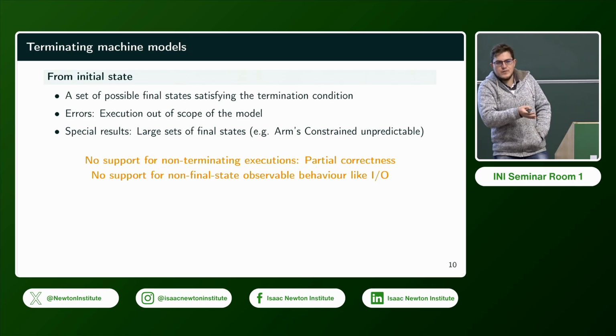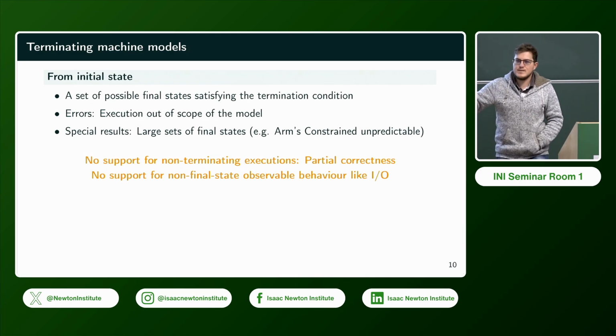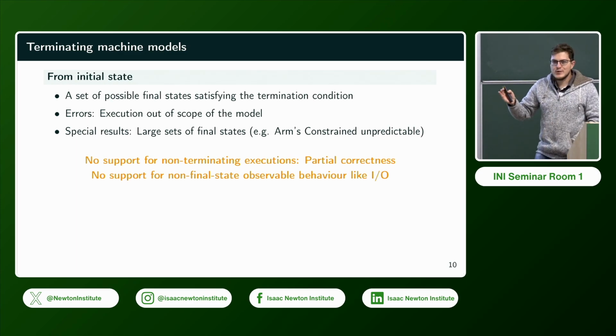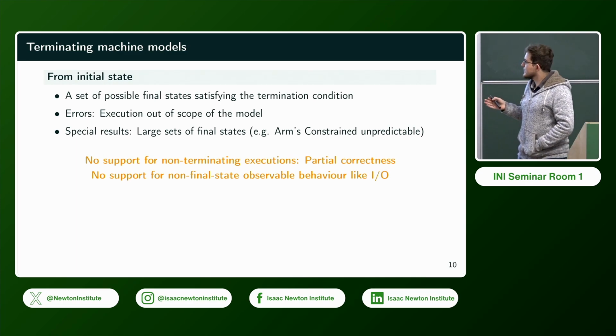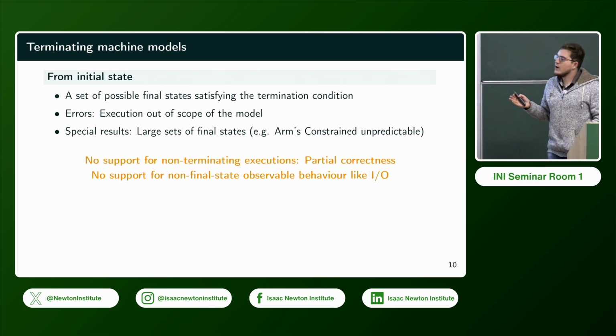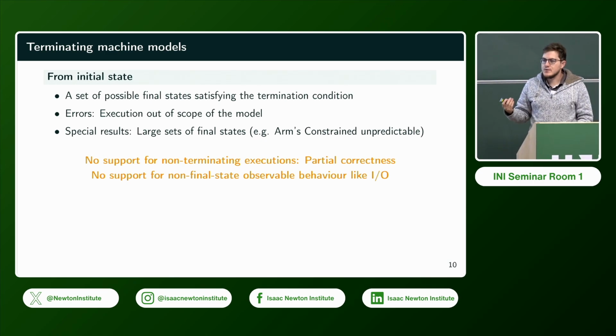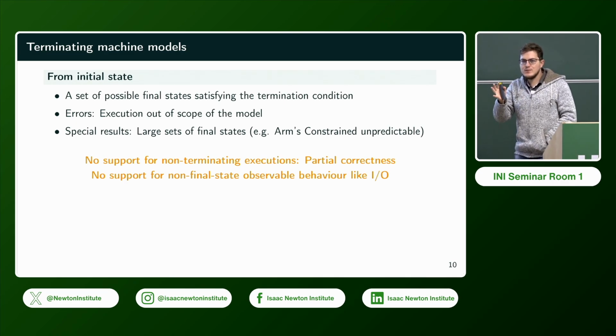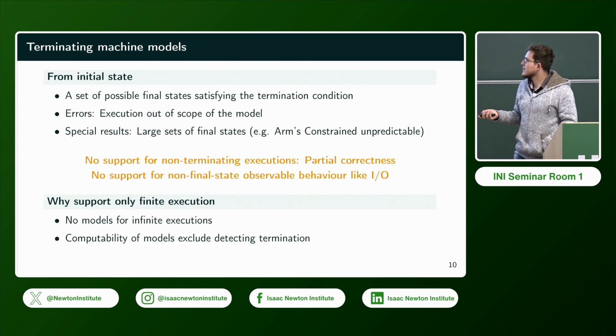It's like if you start from this initial state and you reach this final state, then this is what you can observe. If you don't reach that final state, the model doesn't say anything about what could happen. Your computer could just catch fire. We don't care. And for now, I don't support any non-final state observable behavior. So like you could have MMIO and interact with the device, and that is also outside of the CPU architectural observable behavior, but I don't support this yet.